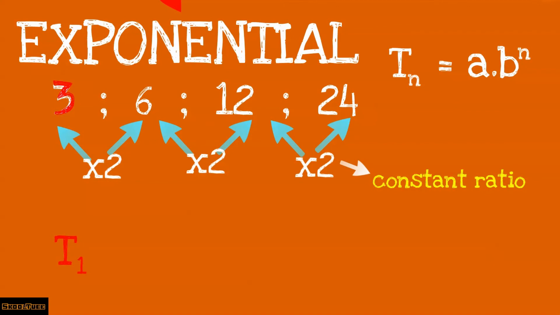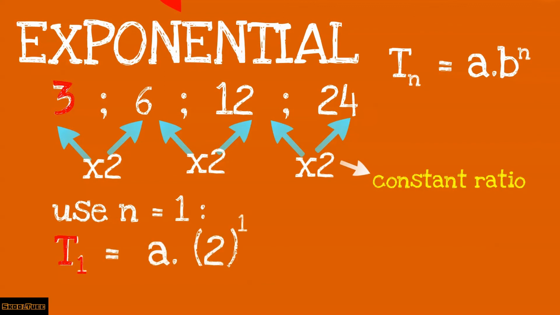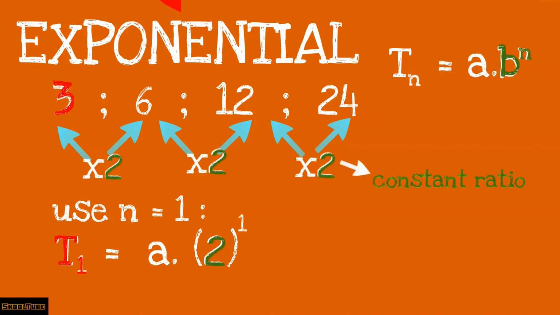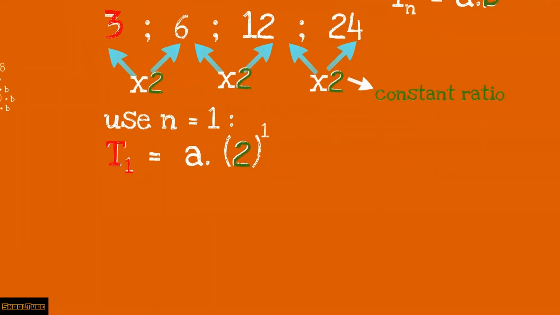Now, T1 is equal to 3. So if we use n is equal to 1, we can say that T1 is equal to a times 2 to the power 1. This is because b is our constant ratio, and we found our constant ratio to be 2. So we take it a step further by substituting the value of 3 into T1, because 3 is T1. So 3 is equal to a times 2. And so a will be equal to 3 over 2.